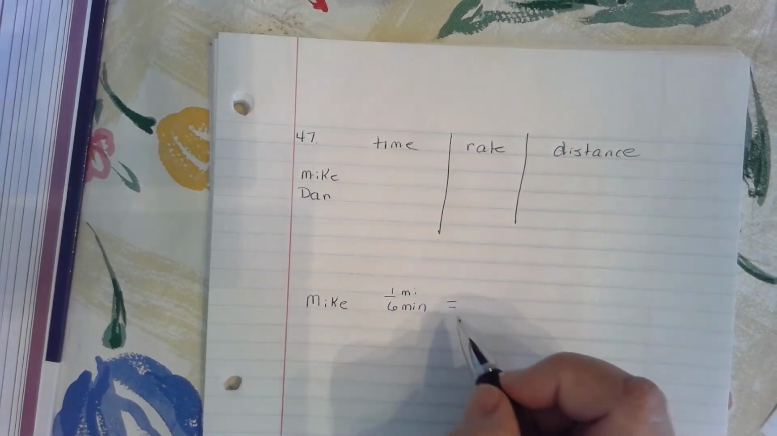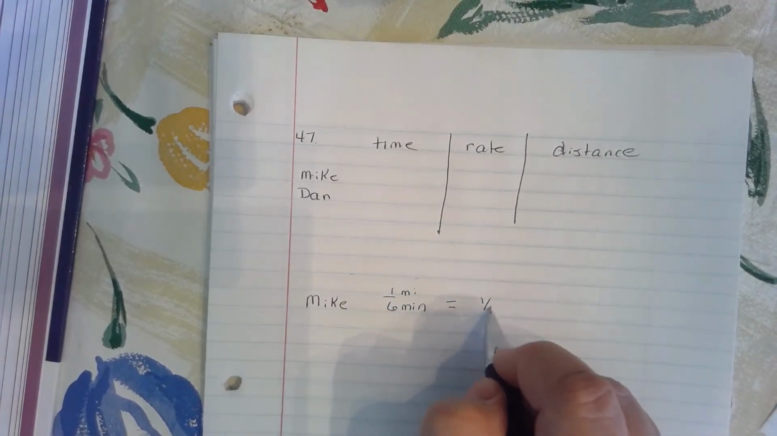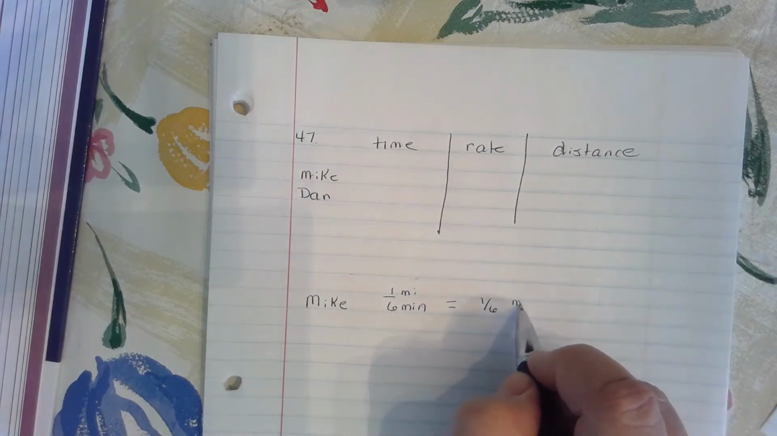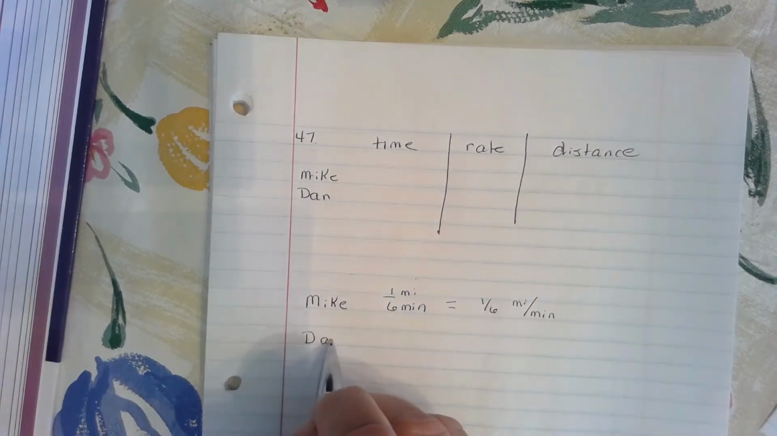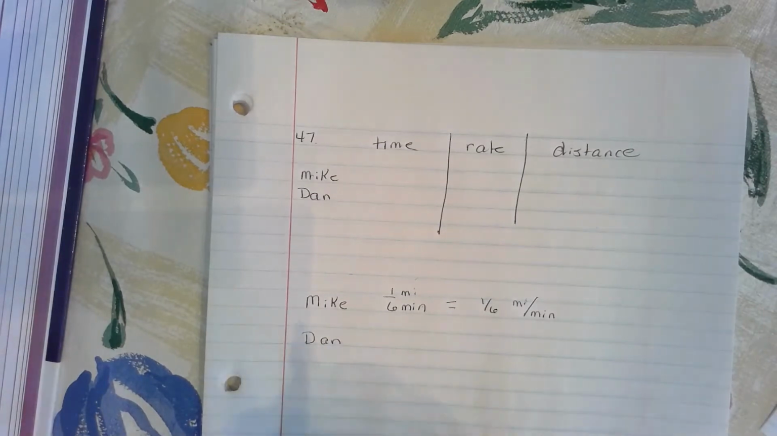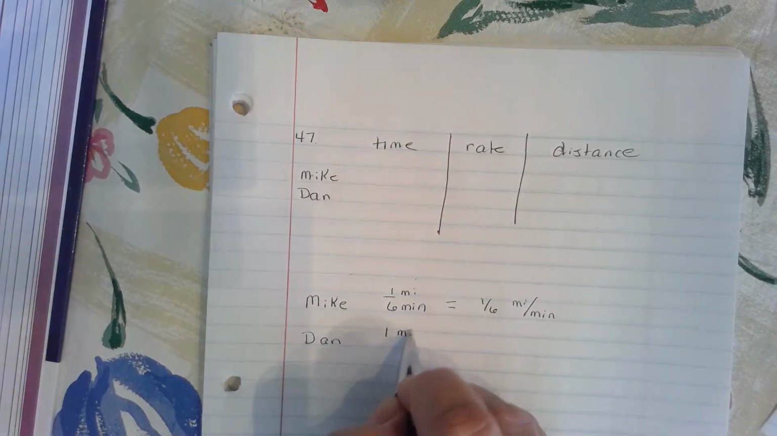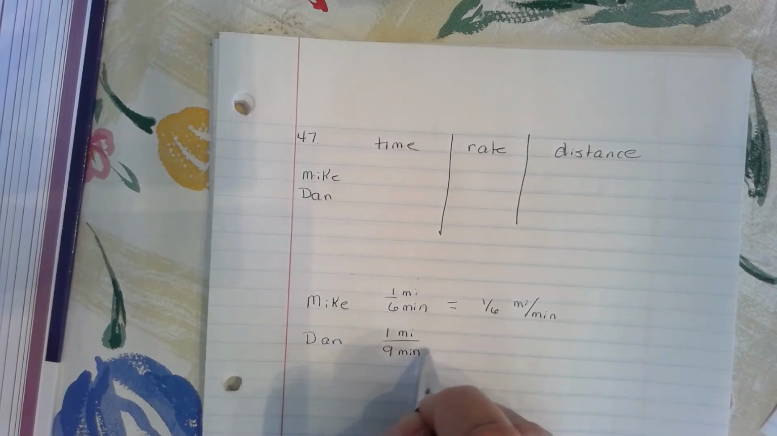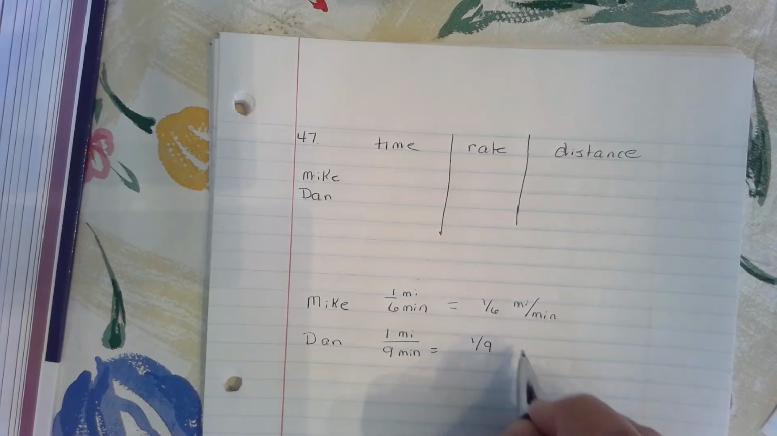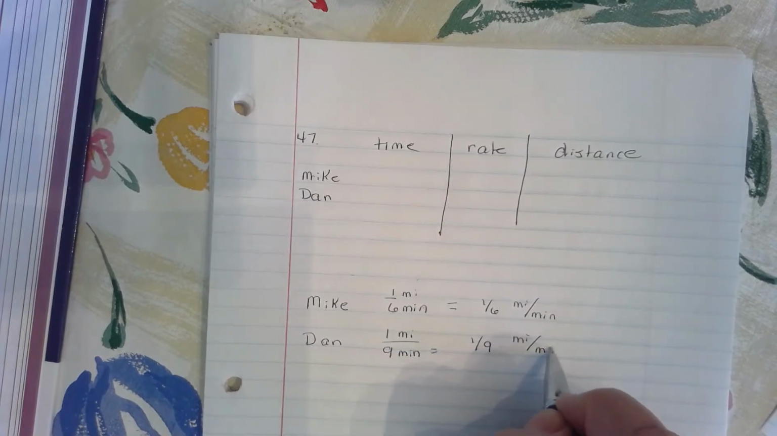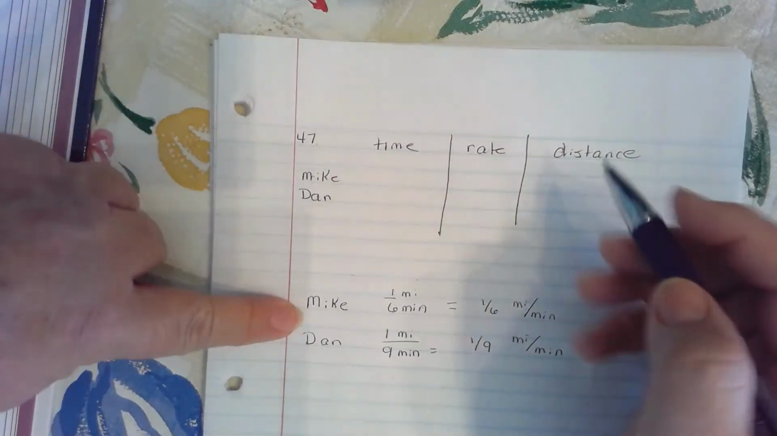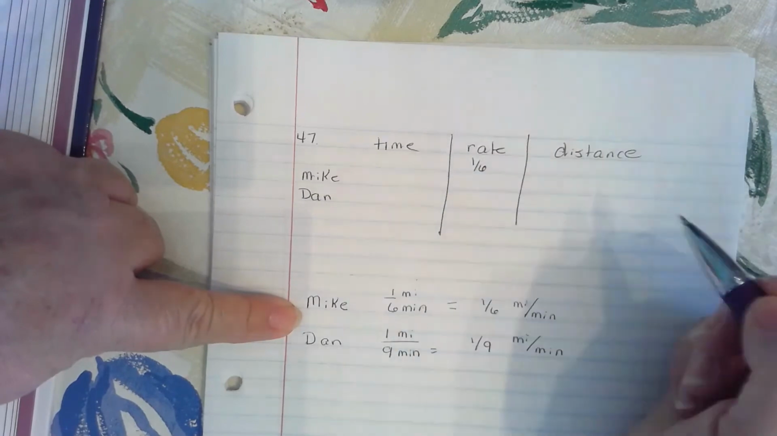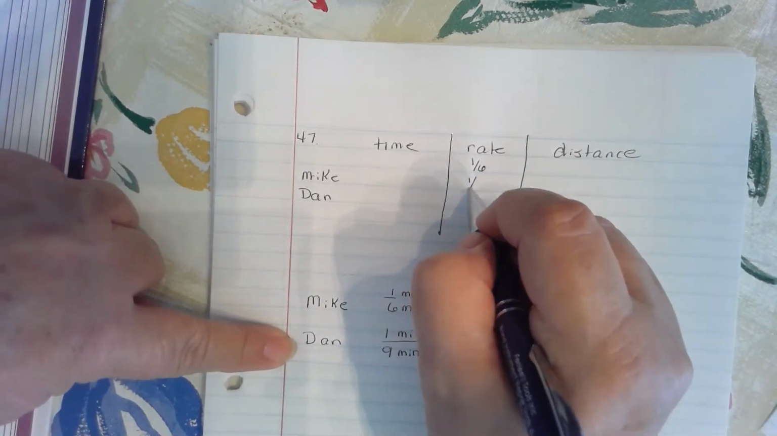That gives me his rate. A mile per minute is a rate. So he runs 1/6 miles per minute. The problem also tells me that Dan can run the mile in 9 minutes. So he can run 1 mile in 9 minutes. So his rate is 1/9 miles per minute. So I'm going to fill those in up here in my chart. Mike's rate is going to be 1/6 mile per minute, and Dan is going to be 1/9 mile per minute.